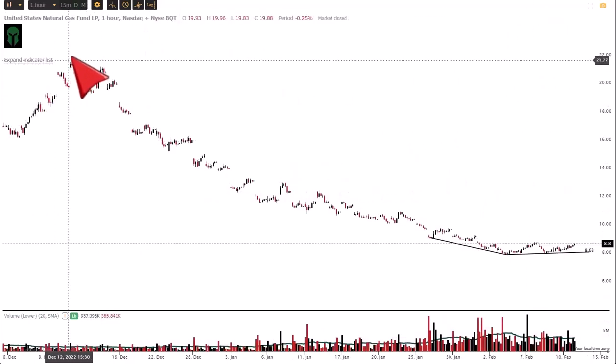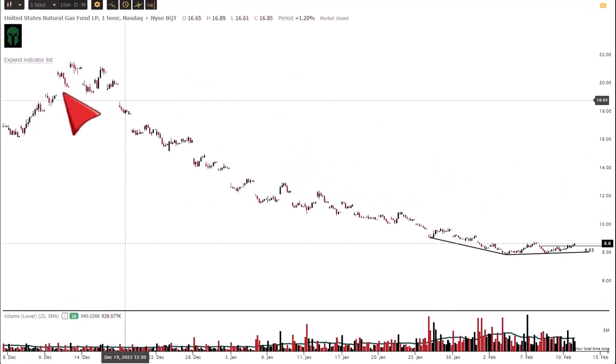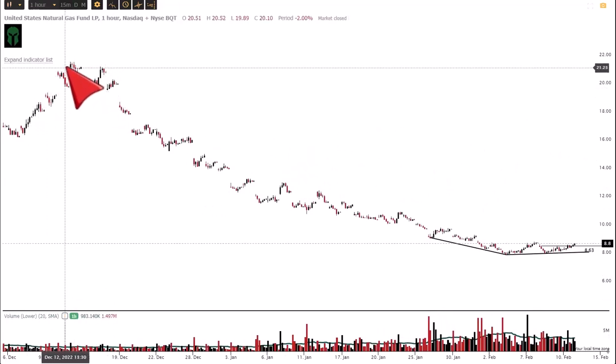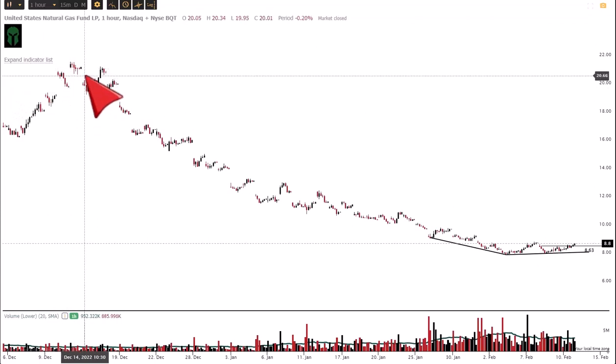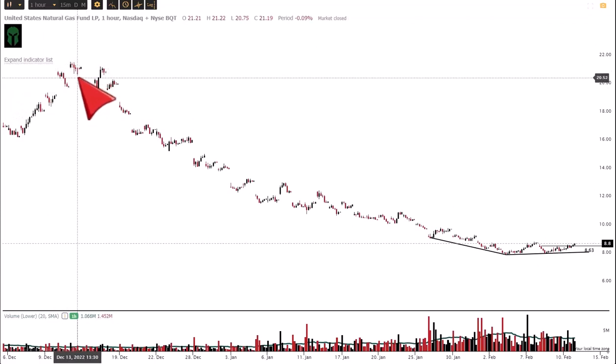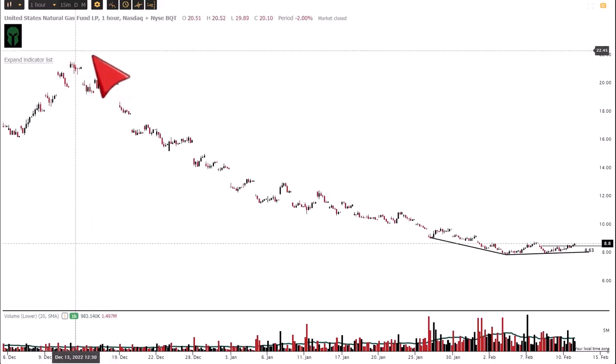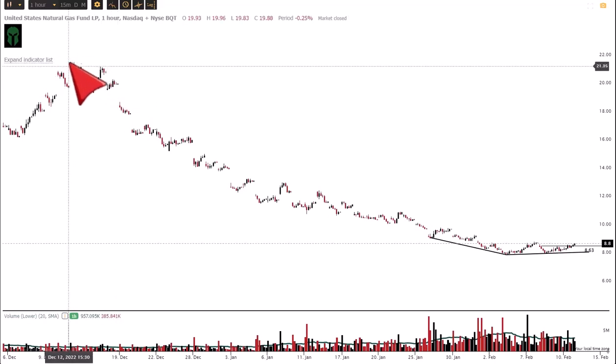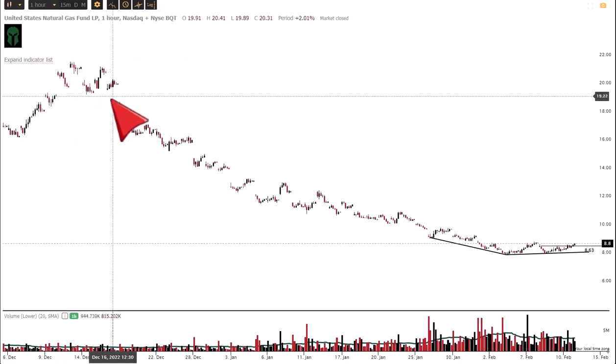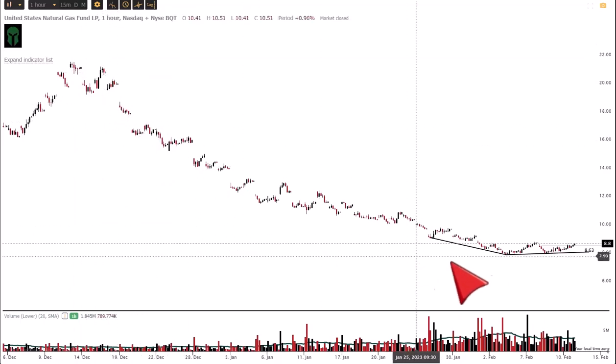When we look at UNG all the way back here in December, you can see these gaps, then gap up, gap up, gap up. And then out of nowhere, we have that gap down, refuses to fill in that gap. And that gives us an island reversal right up here in December. And then it's just gap down, gap down, gap down the entire time.